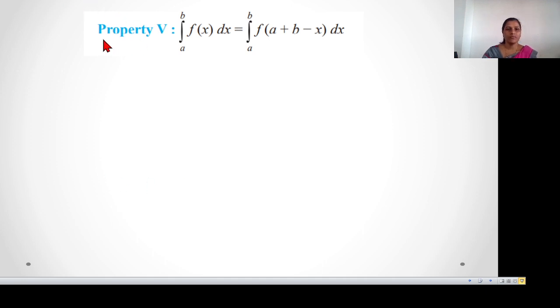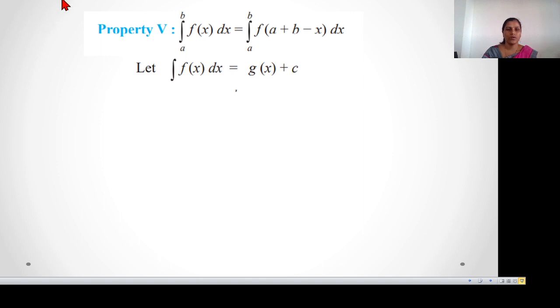Now we will move to our next property, that is property number 5. Property number 5 says that the integral a to b f of x dx is equal to the integral a to b f of a plus b minus x dx. Here you can replace this x with upper limit plus lower limit minus x. So here x gets replaced by a plus b minus x dx.